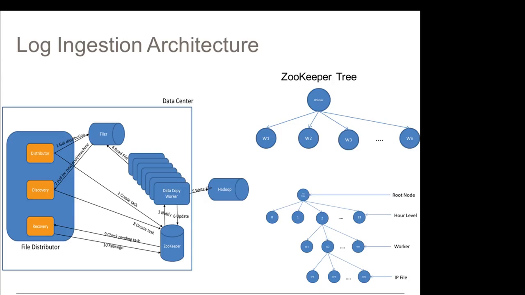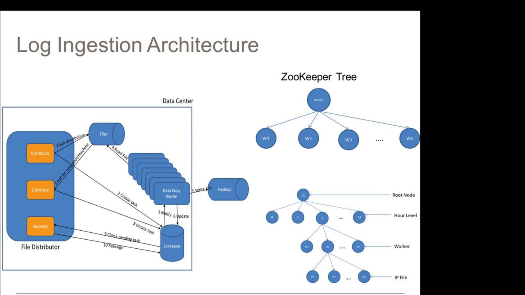So this is the basic architecture that we had gone for. We have a distributor and a bunch of data copy workers. All of them talk to each other through Zookeeper. The distributor identifies how much workload is there and creates Zookeeper nodes, and the Zookeeper nodes are registered to workers.